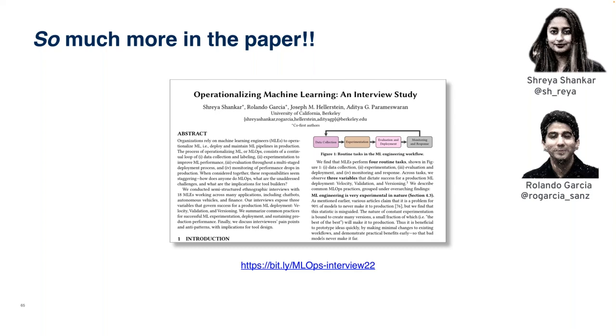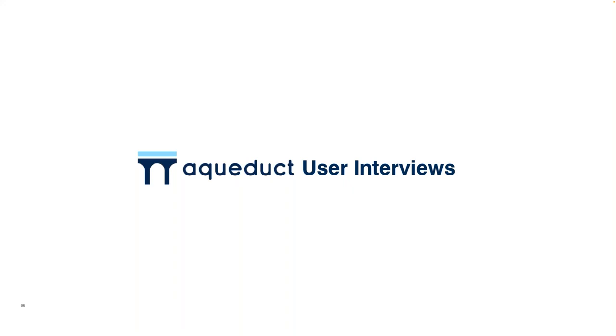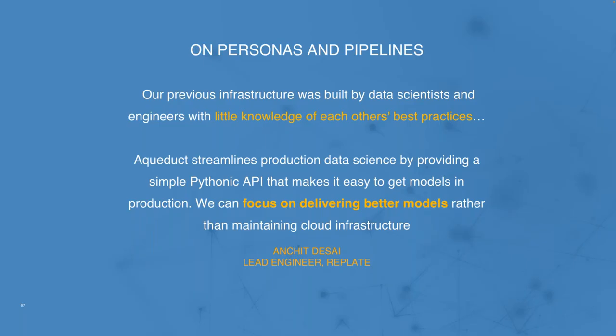In the interest of time, I'll go very quickly through the Aqueduct user interviews, which are not documented in a research paper. Here's one from Replay. "Our previous infrastructure was built by data scientists and engineers with little knowledge of each other's best practices." Again, that picture I showed before, the data scientists and the machine learning engineers are separated from each other. And the goal with Aqueduct is to streamline the machine learning engineering part so the production data scientist has a simple Pythonic API to get models into production. And he just focuses on delivering better models rather than maintaining cloud infrastructure. So it can be done, and Aqueduct can help do it.